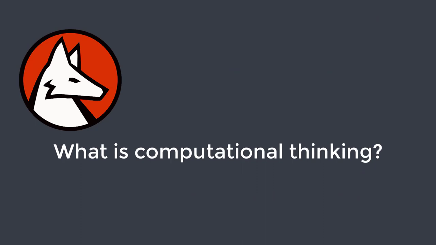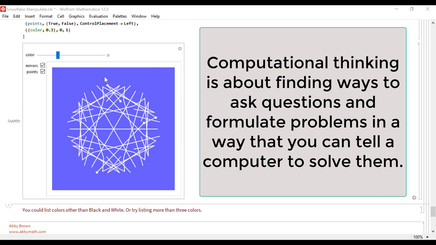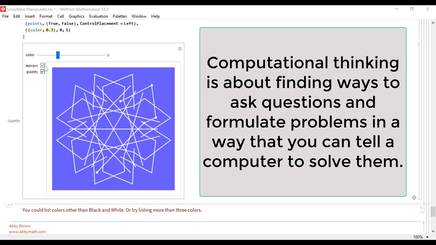What is computational thinking? Computational thinking is about finding ways to ask questions and formulate problems in a way that you can tell a computer to solve them.